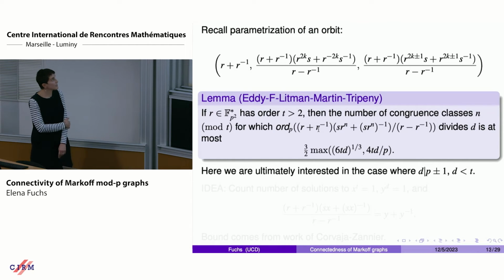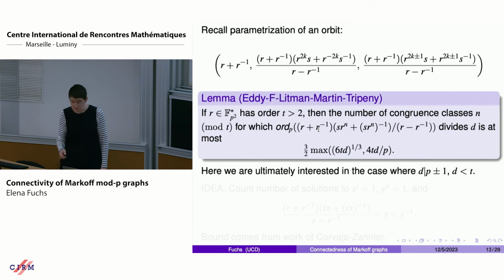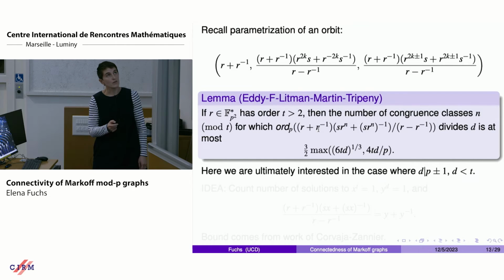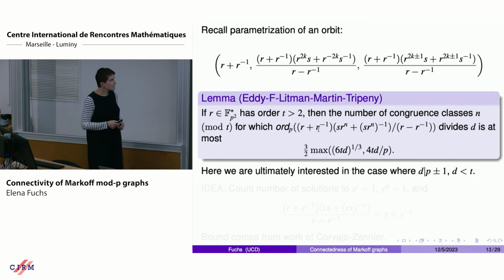So remember we had this parametrization of the orbit. So I'm going to put up this lemma, which at first seems like, what on earth are you talking about here? So say you have this R of order t greater than 2. So this R over here is of order t. So if you look at the orbit, you get this orbit here. There's going to be t points in that orbit.